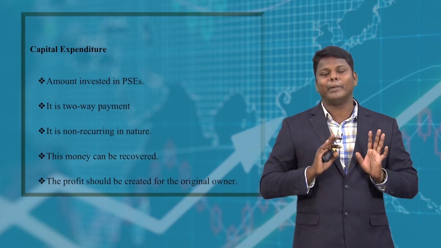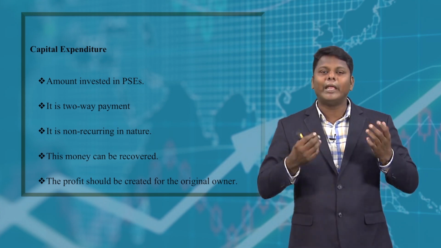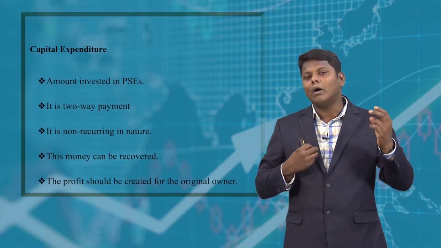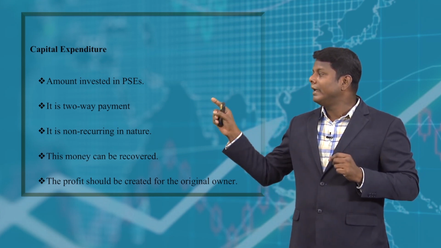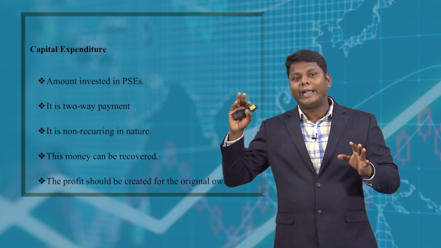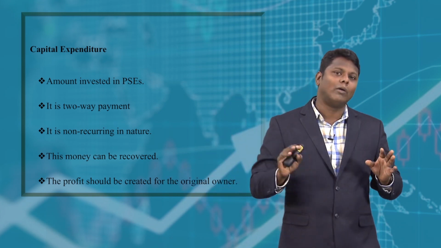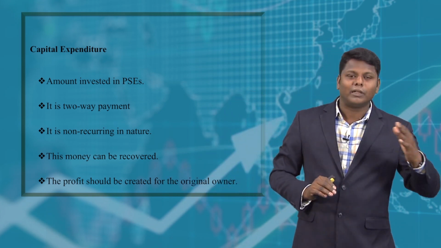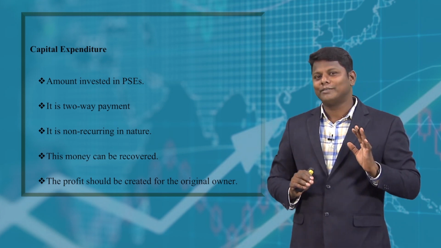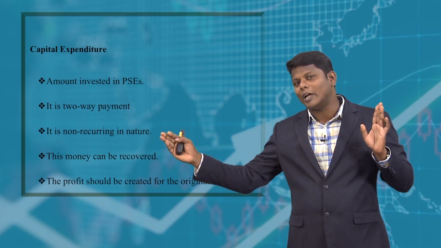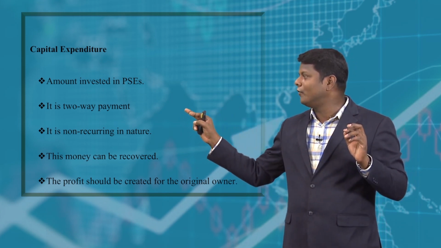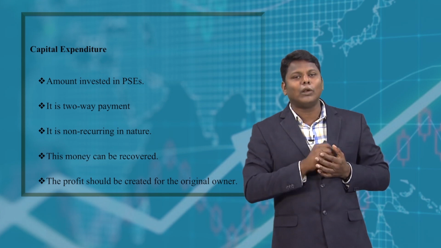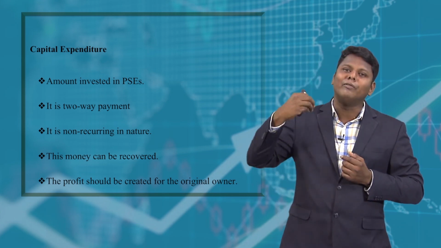It is a one-time payment, through which I will be able to make money like interest or from profit sharing. This money can be recovered; capital expenditure can definitely be recovered, whereas revenue expenditure cannot be recovered. It is a one-way transaction, whereas capital expenditure is a two-way transaction. The profit should be created for the original owner. Who is the original owner? The one who actually invested the money.